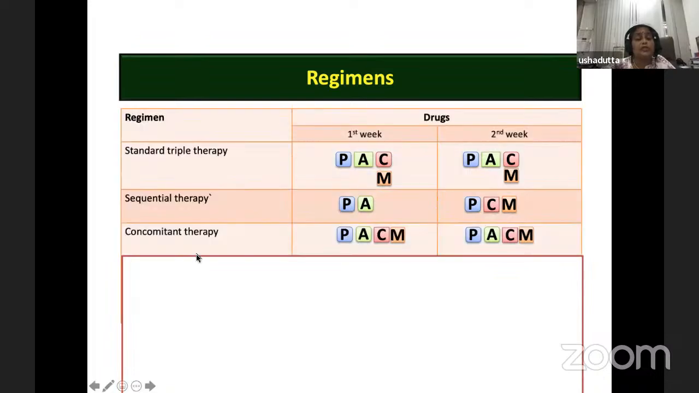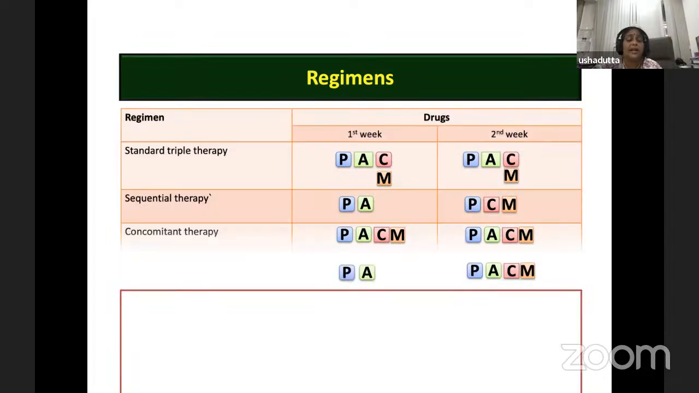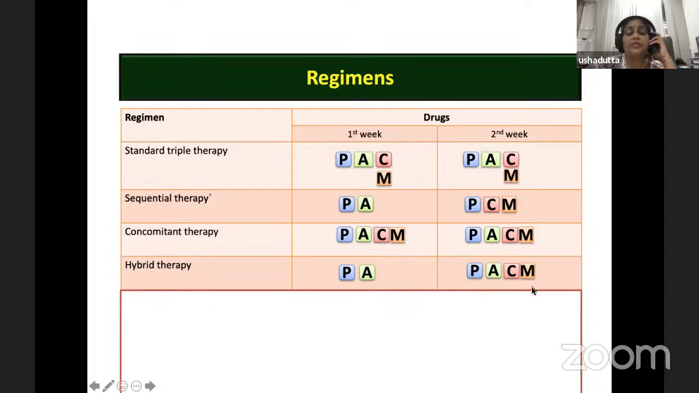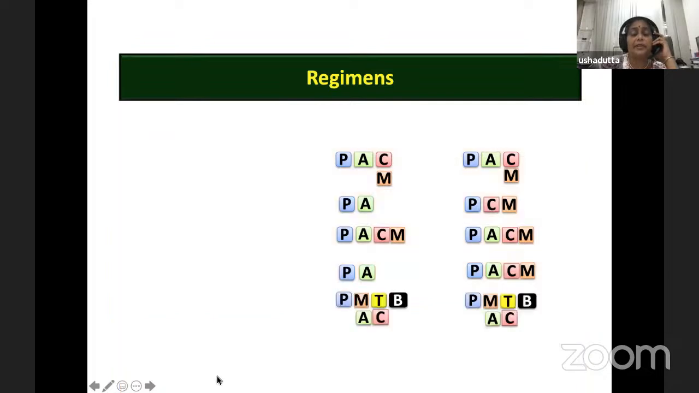What I actually use is concomitant therapy. Concomitant therapy means using 4 drugs at the same time for a minimum of 2 weeks. This is what I practice, where we use PPI, amoxicillin, clarithromycin, and, as I said, we should not be using metronidazole, so I use bismuth in this situation. The hybrid therapy is 2 drugs at the start and then 4 drugs at the end. Just like sequential, it starts with 2 drugs, but in the second week it is 4 agents, which is called hybrid therapy.